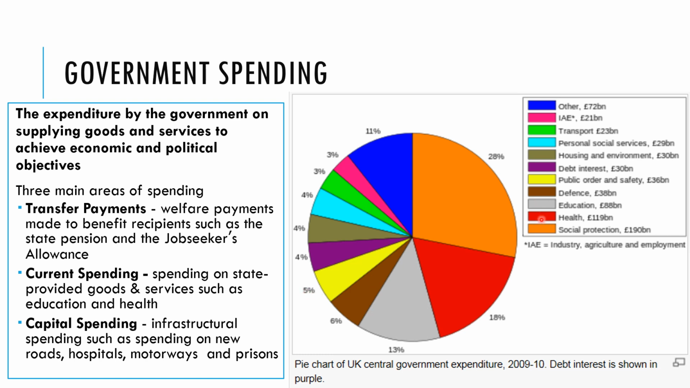If we have a look at what the governments typically spend their money on, we can see most of it is on social protection, mainly transfer payments, but then we have health, education, defence, the armed services, and so on, public order and safety like the police and the courts, debts on their existing debts that the government owe, it's quite interesting, housing, social services, transport, and other categories as well.